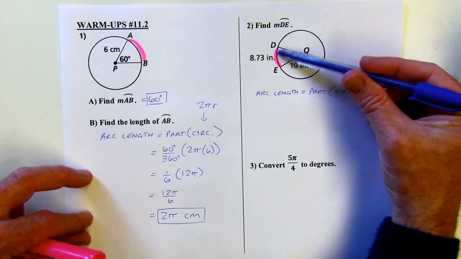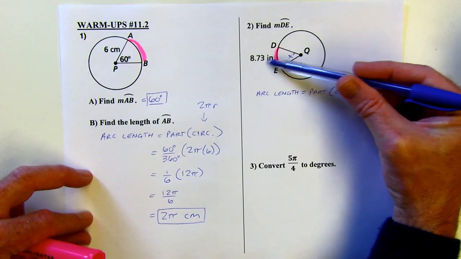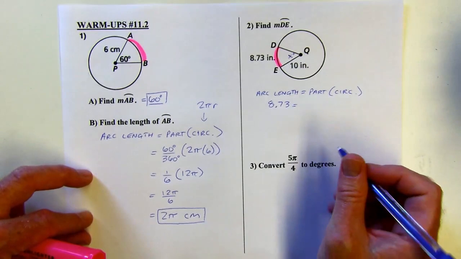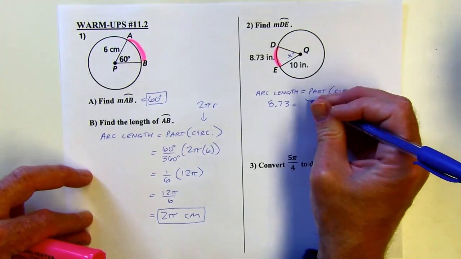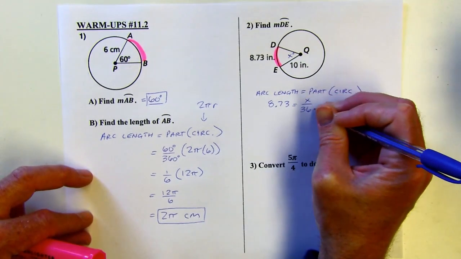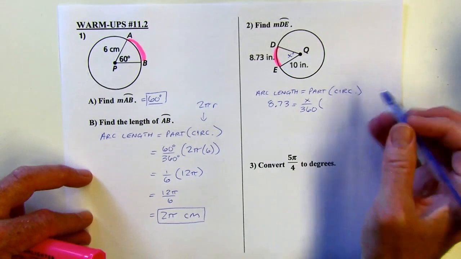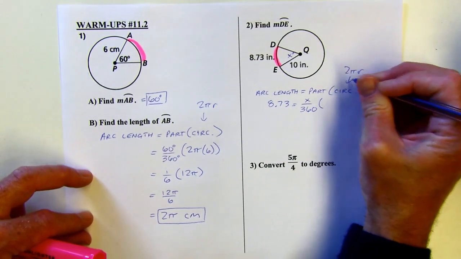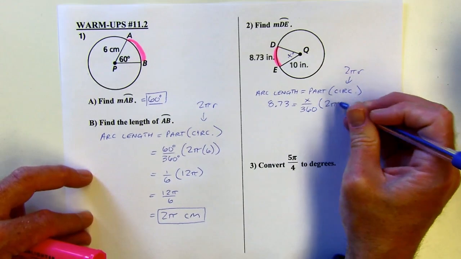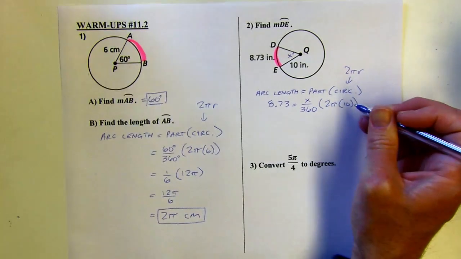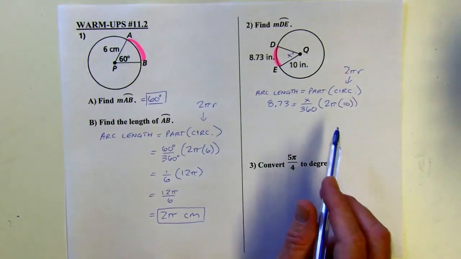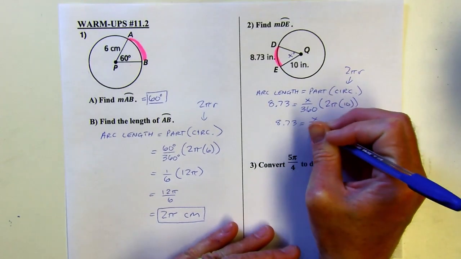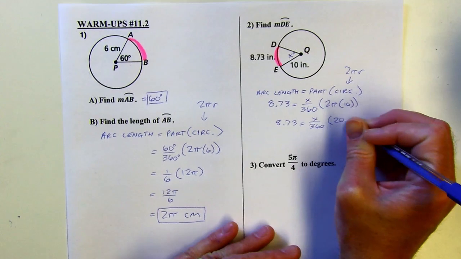This time I know the arc length. It tells me that the length of that piece of crust is 8.73 inches. So I'm going to plug that in this position, okay? I don't know how much of the circle I'm dealing with, x out of the 360 degrees, okay? But I can use the circumference, 2 pi r again for this piece, right? And the radius is 10, so let's put in that, okay? And now let's start to simplify this a little bit. So 8.73 is going to equal x over 360 times 20 pi.